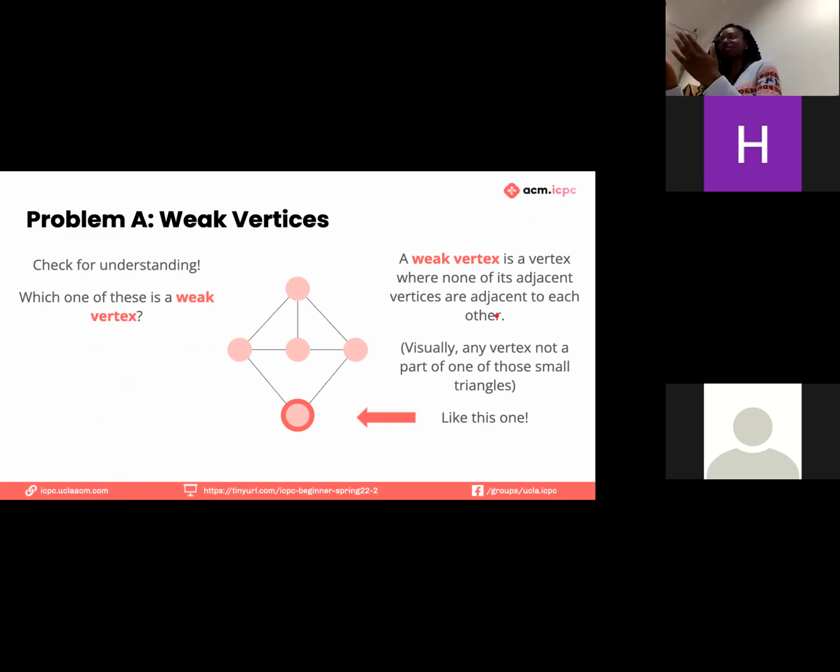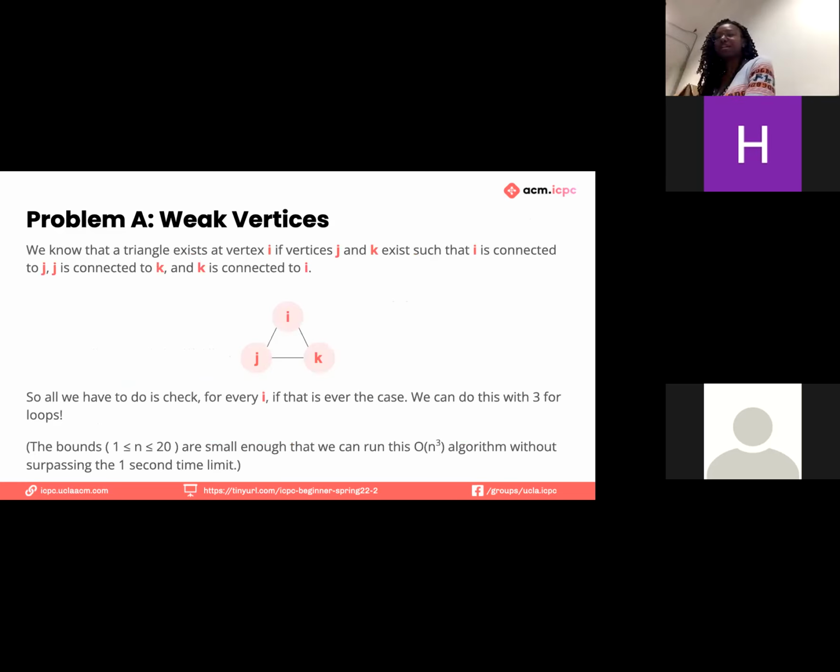So first of all, you know what a weak vertex is. Okay, awesome, just to check. A weak vertex is just one that has no adjacent vertices that are also adjacent to each other. And so we know that a triangle exists at vertex I if vertices J and K exist such that I is connected to J, J is connected to K, and K is connected to I, right? We know that that is the existence criteria.